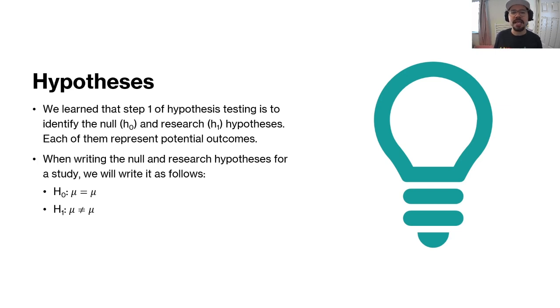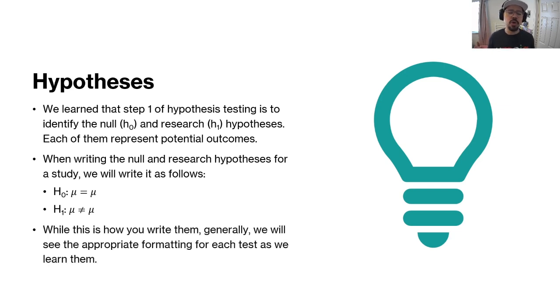And so that is to say that if we find a difference between the hypothesized population mean and the mean of the sample that we've collected and its relationship to the population, then if those two are not the same, population mean to hypothesized population mean, then we are finding a significant difference, right? That's our research hypothesis. So while these two examples that I provided here are how you write them generally speaking, we're going to see the appropriate formatting for each test as we learn them.